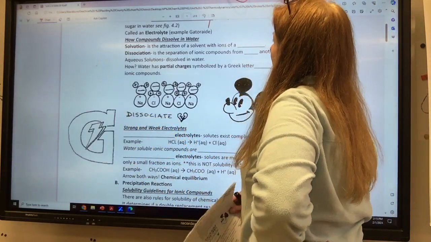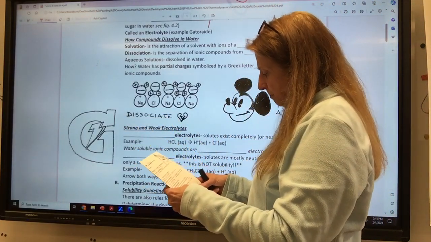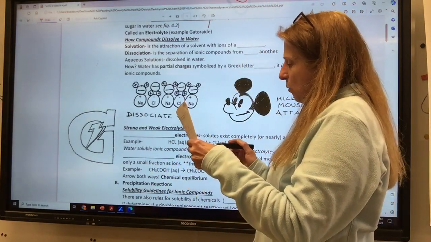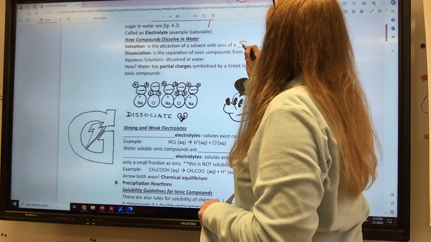Okay. So how compounds dissolve in water. Solvation is the attraction of a solvent with ions of a solute.